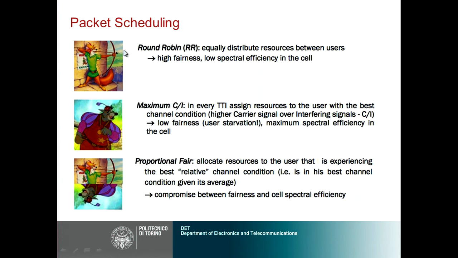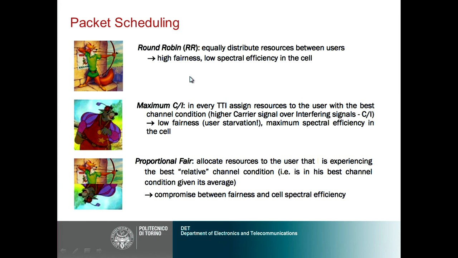You see here Robin Hood, a very well-known cartoon character who is famous for taking from the rich and giving to the poor. Round robin basically says, okay, I will not be concerned with who needs more resources or who has got a better channel. I will just give, every subframe, the same amount of resource blocks to all terminals that are connected to the eNode B. But this is hardly the case because not everyone will have the same needs, not everyone will have the same channel. There is another approach called the maximum CI.